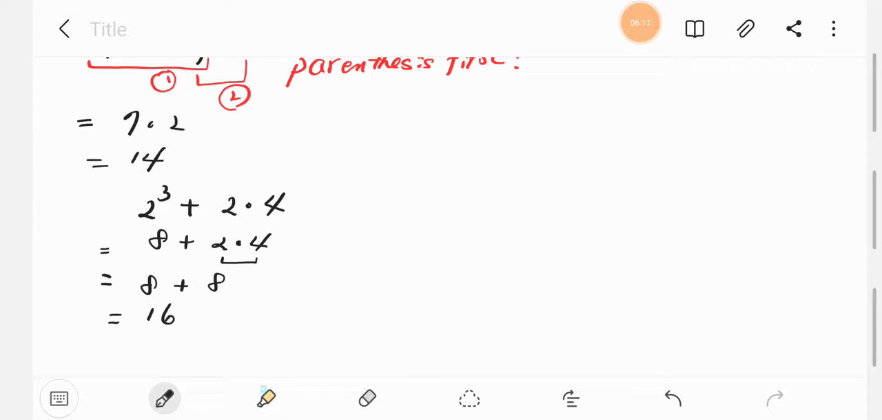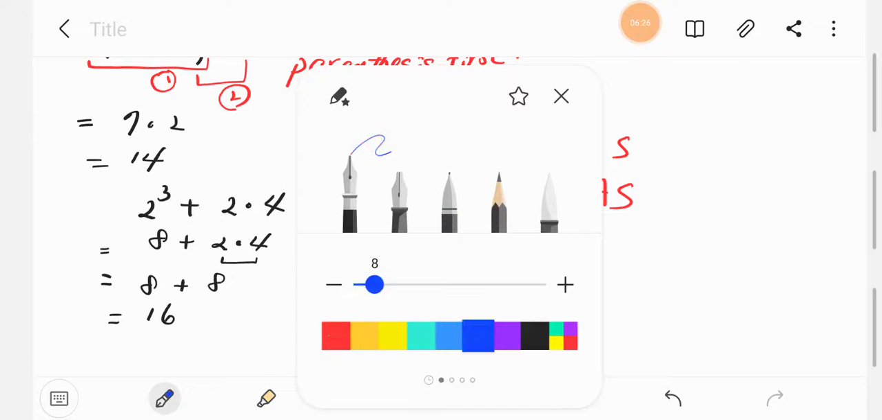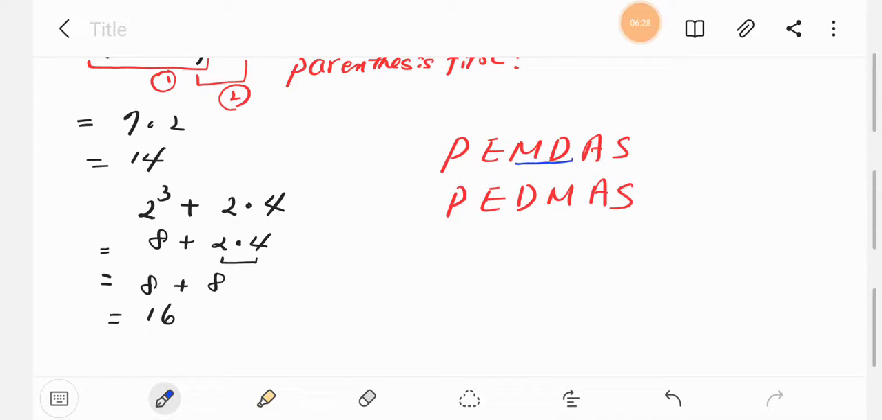So here is a very important concept. We will use the word PEMDAS, or PEDMAS. This means multiplication and division come together. Whenever multiplication and division come together, then we do left to right. This does not mean do multiplication first. This means do left to right.